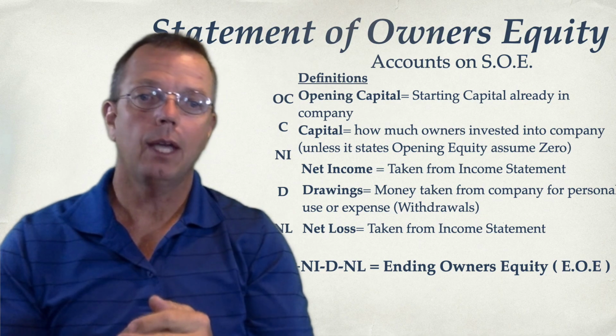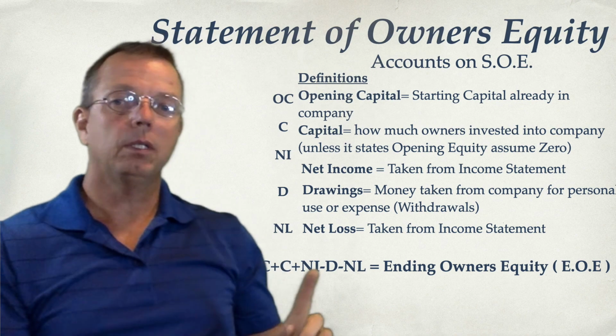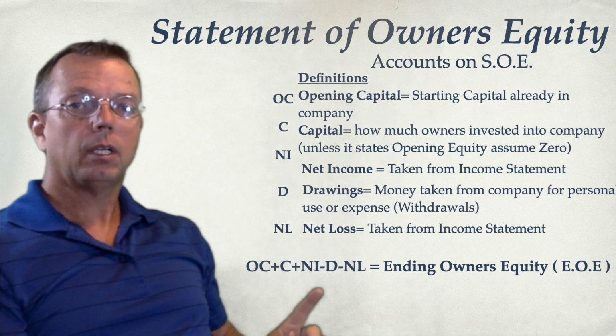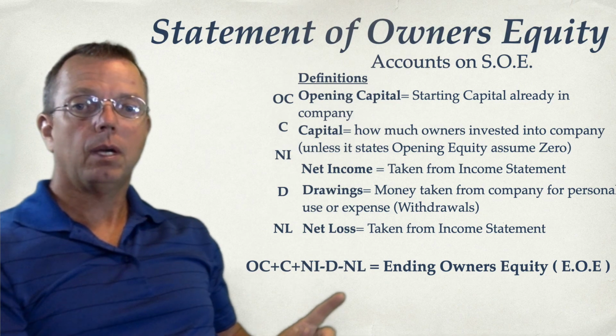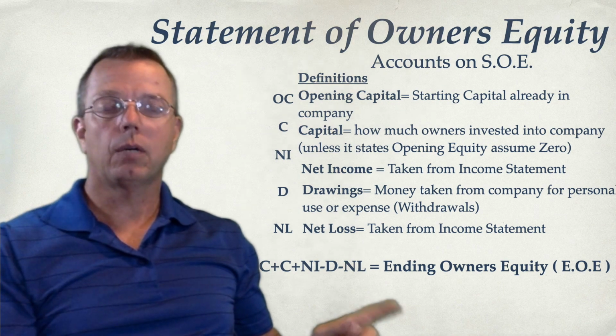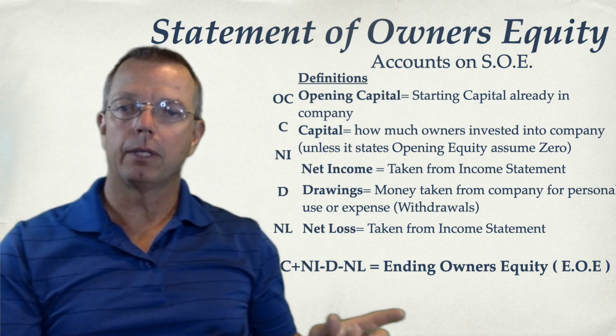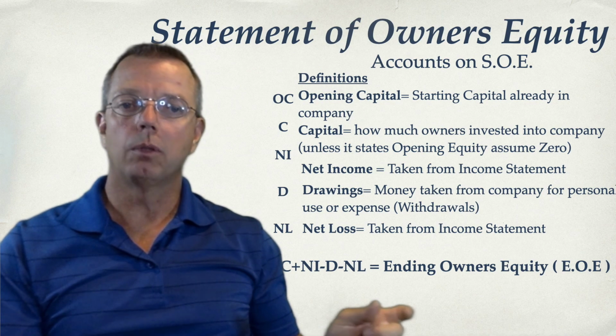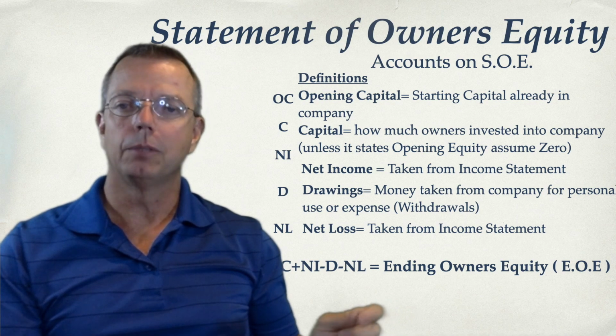So at the end of the day, here's the formula across the bottom, right? So opening capital plus net income minus drawings minus net loss equals ending owner's equity or capital. It depends on where you read it, but for now we'll try and keep it consistent with AIM. So ending owner's equity.